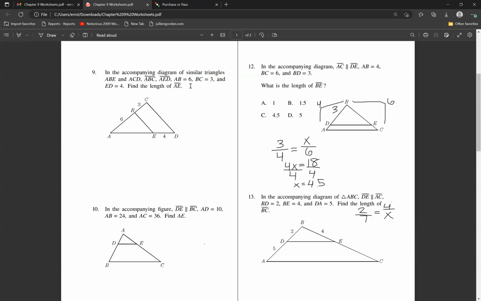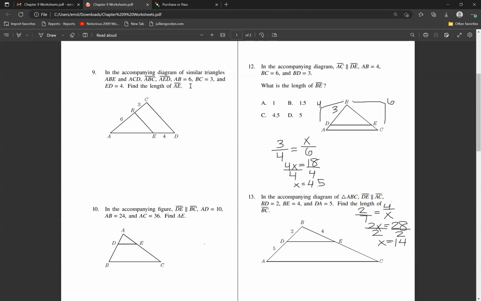4 times 7? 28. There you go. Divide both sides by 2. What do you get? 14. There you go. You got it. See how easy it is after you practice a little bit?